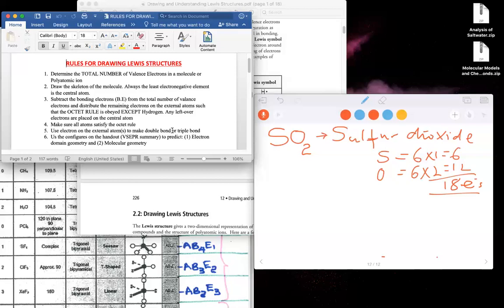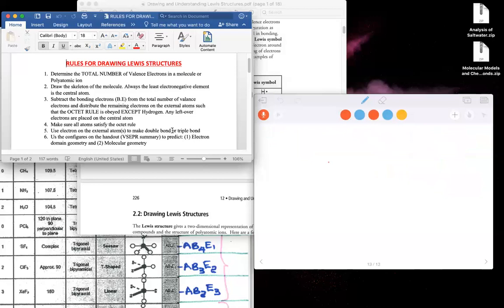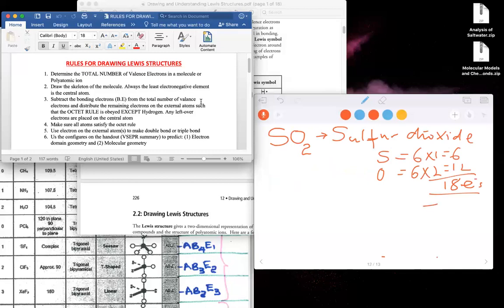Once we have that, we draw the skeleton of our molecule, S bonded to 2 oxygens. Rule number 3 states that we subtract the bonding electrons from the total number of valence electrons. I have 2 electrons here and 2 electrons on this side. If I subtract that, this will be minus 4, and 14 electrons remain.